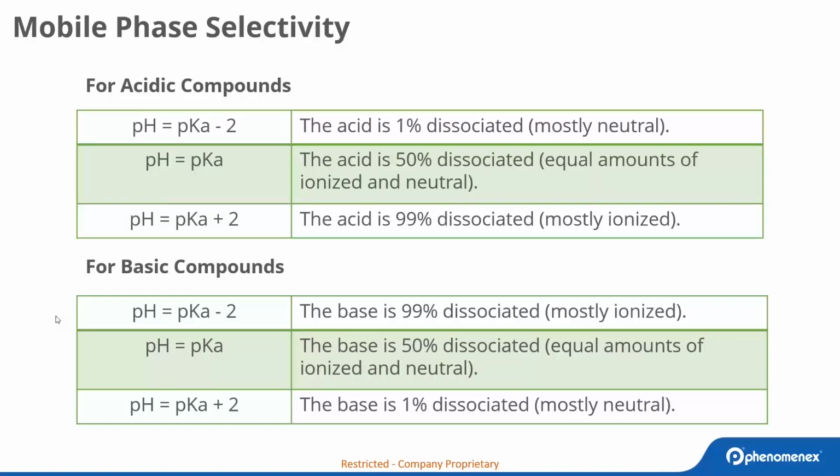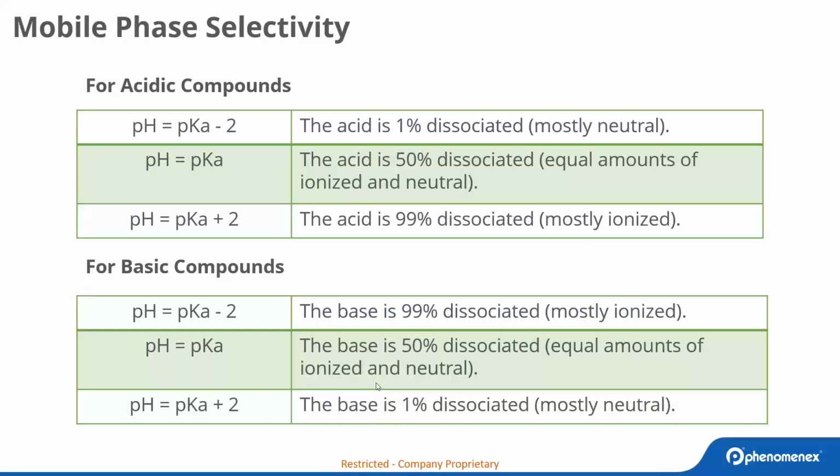So it'll result in less retention of that polar analyte. When there are significant concentrations of both ionized and neutral forms of the analyte, so here the acid is 50% dissociated or the base is 50% dissociated, the ionized form will have less hydrophobic interactions while the neutral form will have more hydrophobic interactions, which will result in a kind of pulling apart and result in broadening of the peaks or asymmetrical peaks.